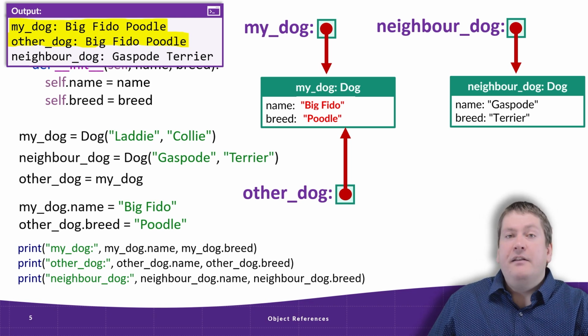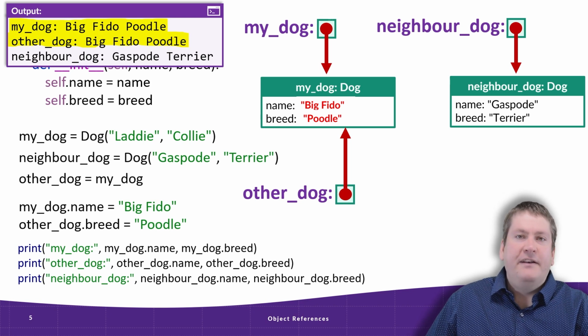However, neighbor dog is pointing at its own object. It's not connected to my dog or other dog, so changing their attributes has no effect on neighbor dog.